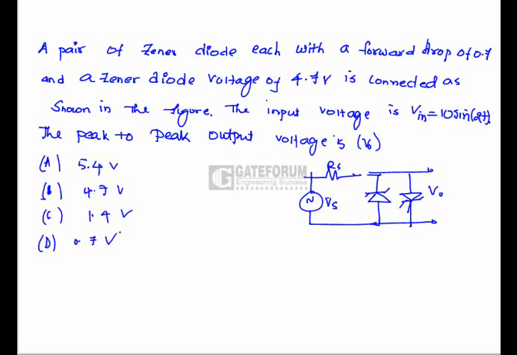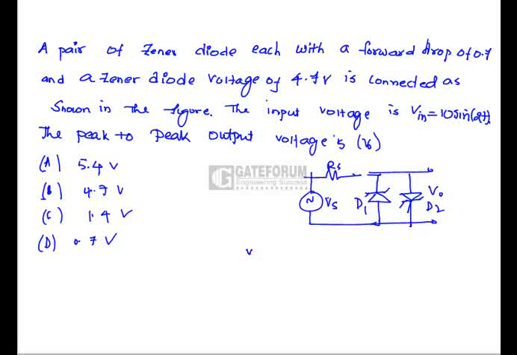A pair of Zener diodes, each with a forward drop of 0.7 and a Zener diode voltage of 4.7 volts, is connected as shown in the figure. The input voltage is a sinusoidal function, that is 10 sin 2t. The peak to peak output voltage is, see, if we indicate two diodes D1 and D2, when Vs is the positive half cycle, then D2 is going to conduct whose forward drop is 0.7, hence D1 is not going to reach reverse breakdown.